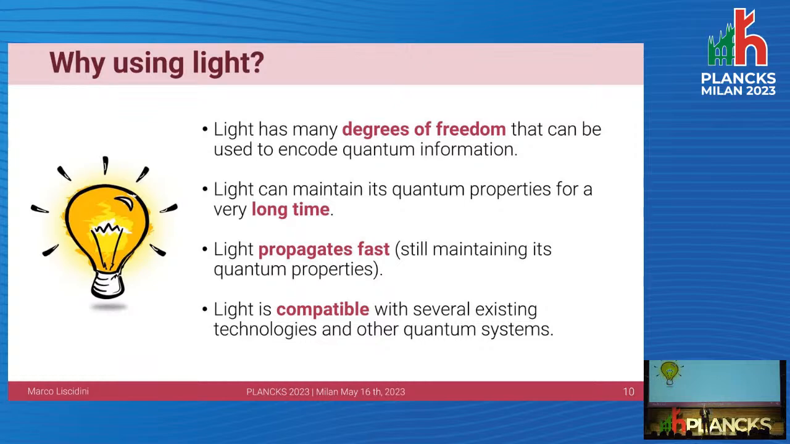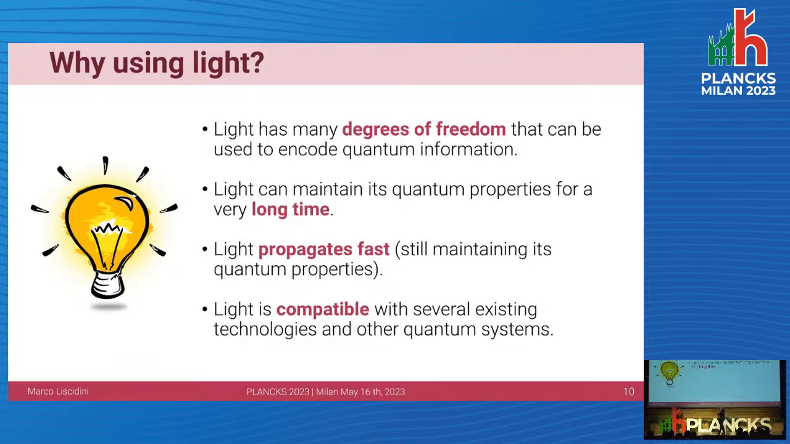This is not enough. Light has another important feature because light has a very long quantum coherence time. What does it mean? It means that it exhibits quantum properties, and I can maintain these quantum properties in my system for a long time, actually almost indefinitely. You know, you have photons in quantum states that travel galaxies, right?